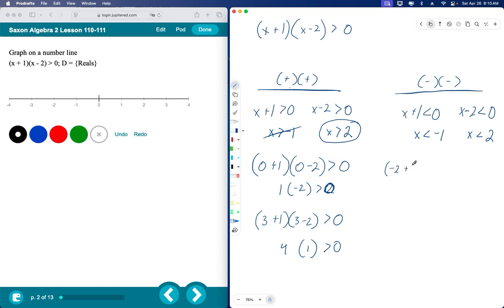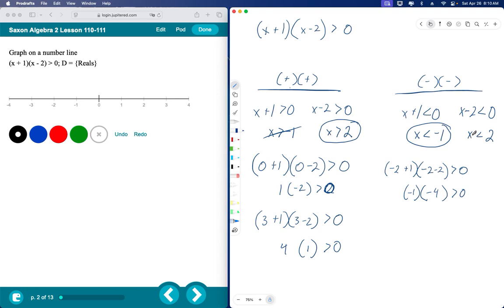So -2 plus 1 times -2 minus 2 is greater than 0. So that's going to be -1 times -4. Negative times negative is a positive. So +4 is greater than 0. So this one is true. All right, and so we're going to do the same thing here just to make sure.